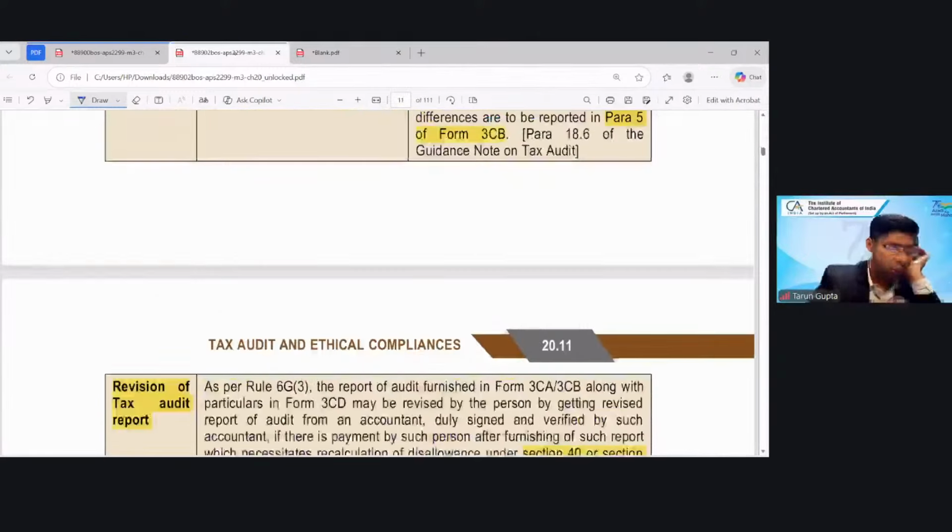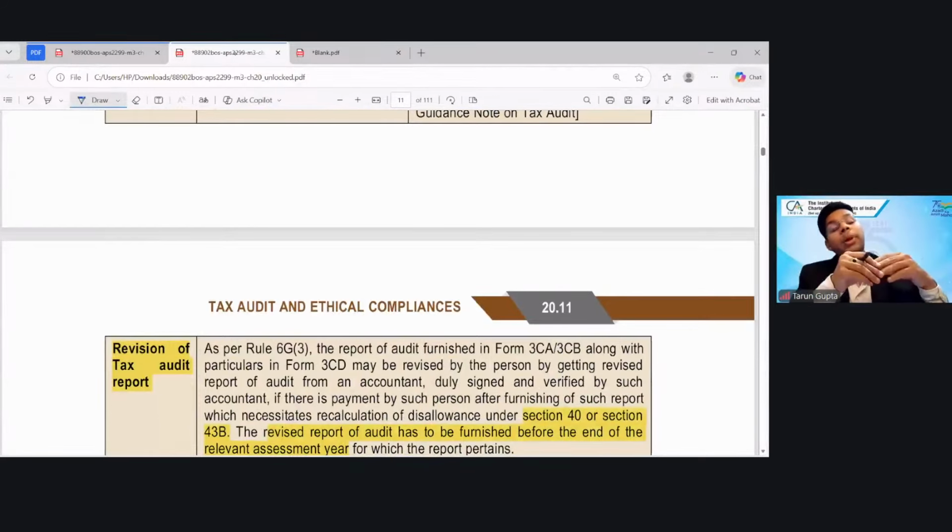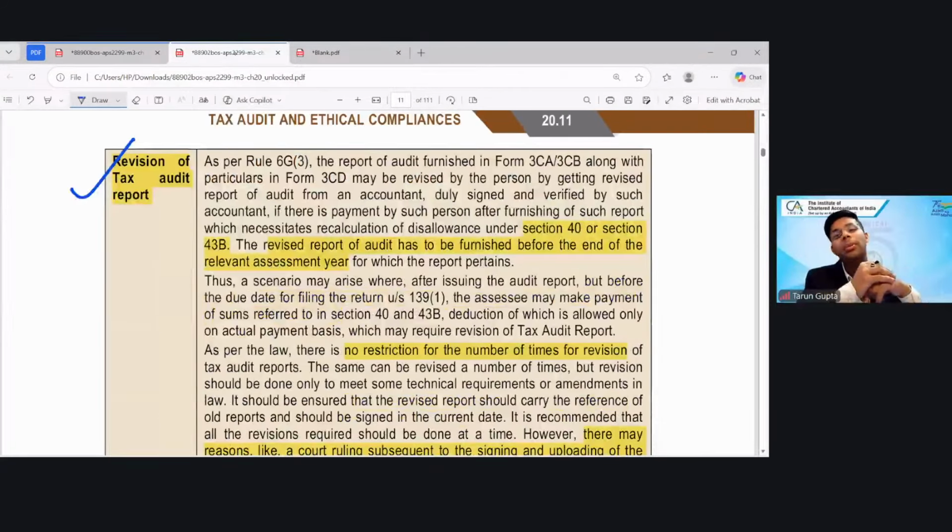Tax audit report. Can a tax audit report be revised? Yes, it can be revised. How many times? Any number of times. But it can be revised only up to the end of the assessment year. What is the need? Why is there a need for revision of the tax audit report?